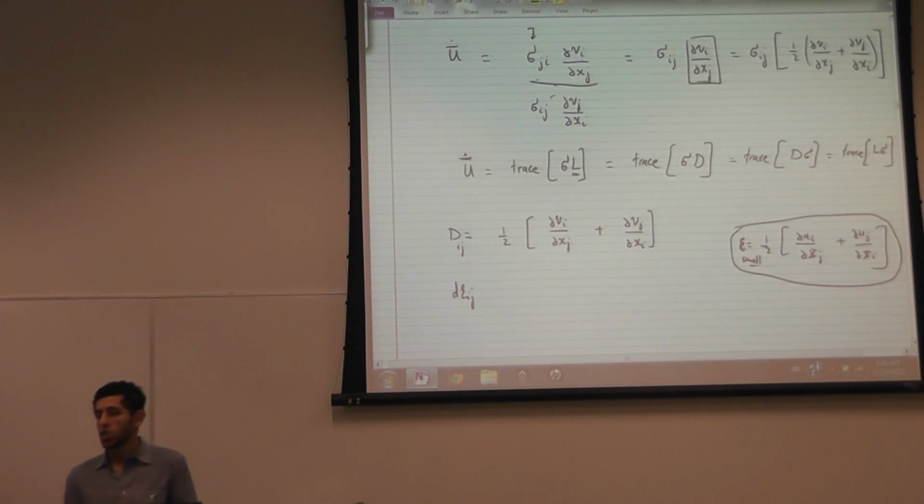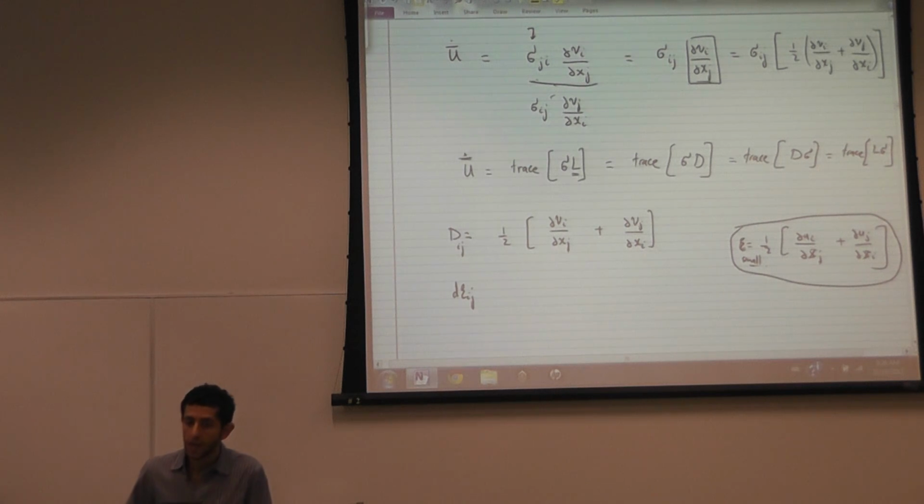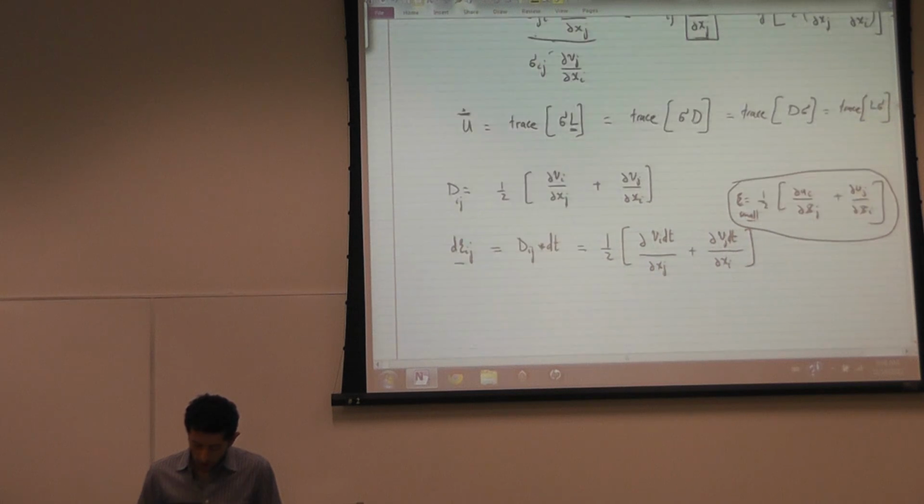But if I define the strain according to the current coordinate system, using small x instead of capital X, then as the object is moving and being strained, d epsilon ij is in fact equal to Dij multiplied by dt, which is equal to half partial vi dt by partial xj plus partial vj dt by partial xi, which is equal to half partial dui by partial xj plus partial duj by partial xi.